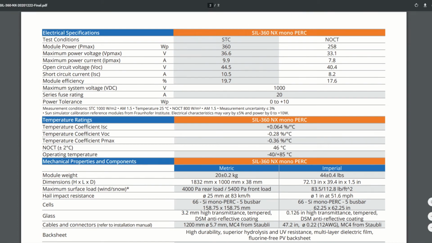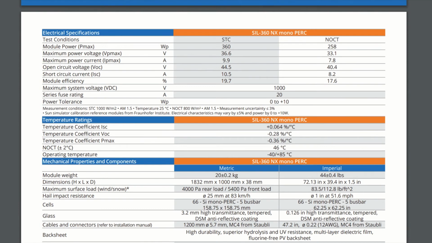We have two columns here, one labeled STC, which stands for Standard Test Conditions, and another one called NOCT, which is Nominal Operating Cell Temperature. Standard test conditions is an industry-wide standard to indicate the performance of PV modules and specifies a cell temperature of 25 degrees Celsius and an irradiance of 1,000 watts per meter squared. This is a major solar panel output performance testing condition used by most manufacturers and test bodies.